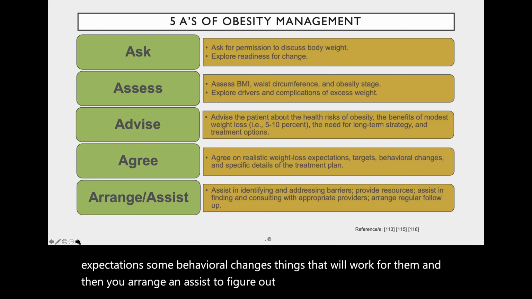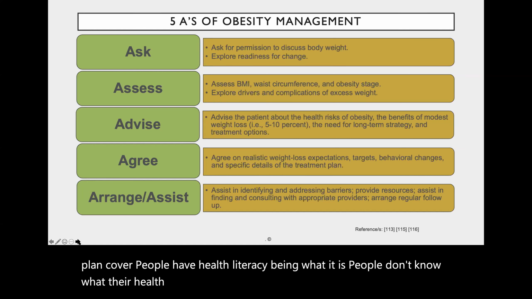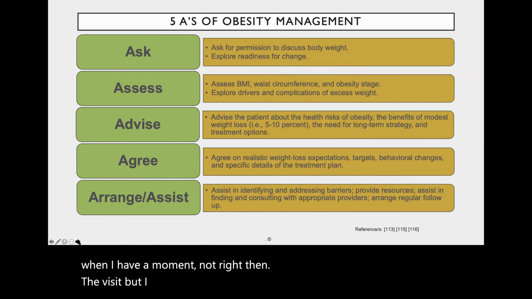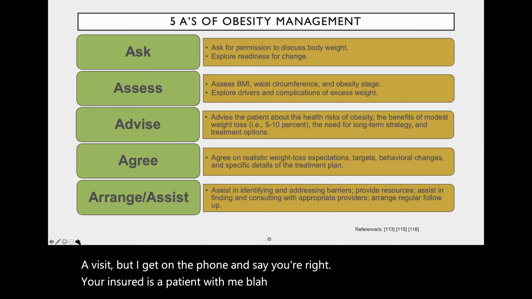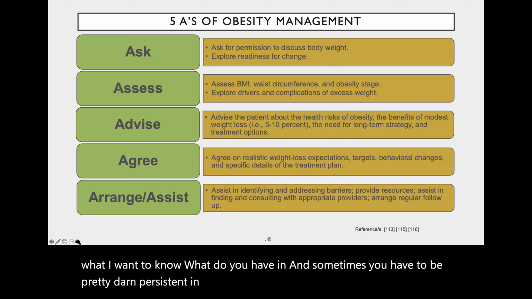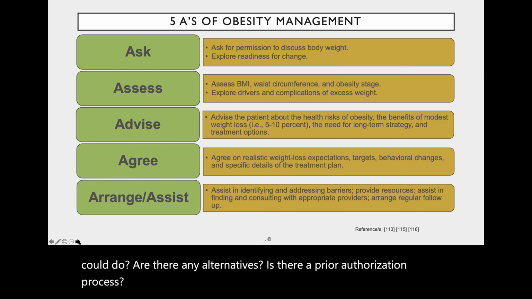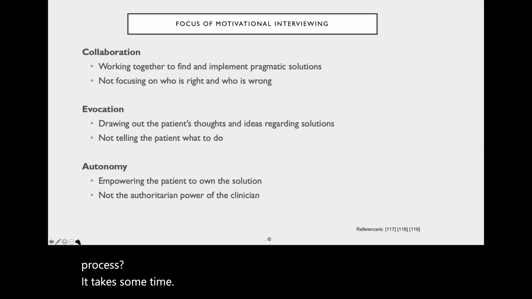Figure out what their insurance plan covers. Health literacy being what it is, people don't know what their health insurance plans cover. So I get on the phone when I have a moment, not right then at the visit, and say, I'm insured as a patient with me, this is who I am, and this is what I want to know. What do you have? And sometimes you have to be pretty darn persistent and advocate for it. Isn't there anything else you could do? Are there any alternatives? Is there a prior authorization process? It takes some time, but it's what they need.